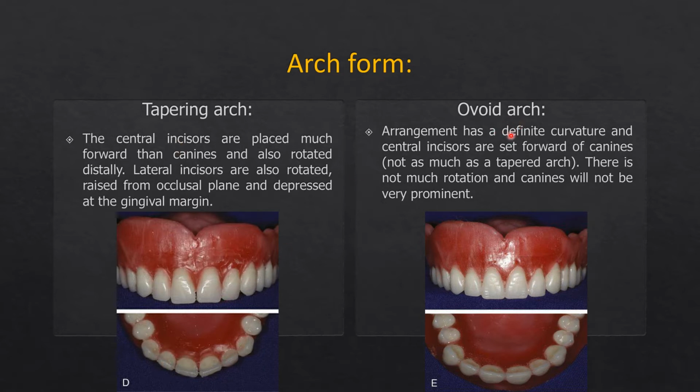In an ovoid arch form, the arrangement has a definitive curvature and the central incisors slide slightly forward to the canine. Not as much as the tapering arch form, but definitely forward to the canines. There is not much rotation of the canines because an ovoid arch does not require too much lingual inclination of the distal line angle of the canines. So there is a gentle rotation of all the anterior teeth from the canine to canine following the ovoid arch form.